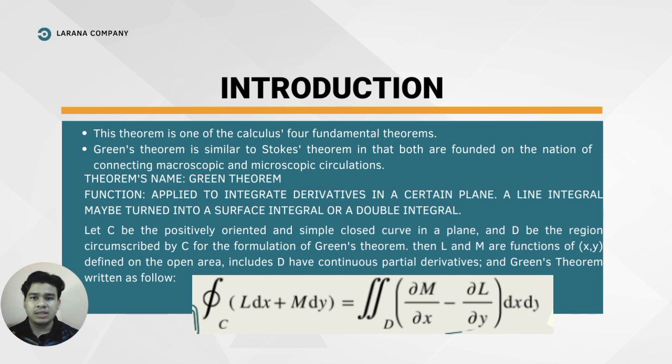circulations. Let C be the positively oriented, simple closed curve in a plane, and D be the region circumscribed by C for the formulation of Green's theorem. Then L and M are functions of x and y defined on the open area which includes D and have continuous partial derivatives, and Green's theorem will be written as below.